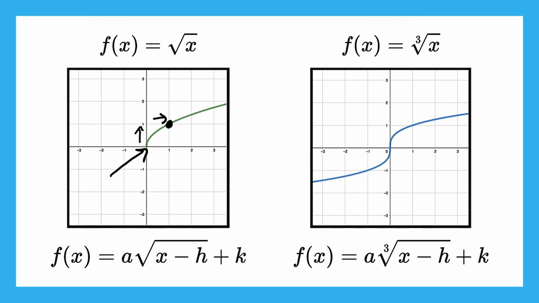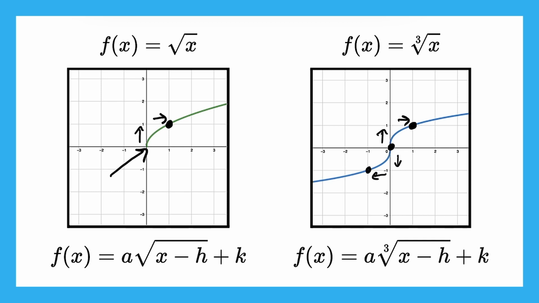Now with the cube root of x, the point of inflection is at 0, 0. That's where the slope changes from increasing to decreasing. So that point right there is the point of inflection. And the graph also passes through a point that is 1 unit up and 1 unit to the right of that point of inflection. So 1, 1. It also passes through a point that is 1 unit down and 1 unit to the left of that point of inflection.